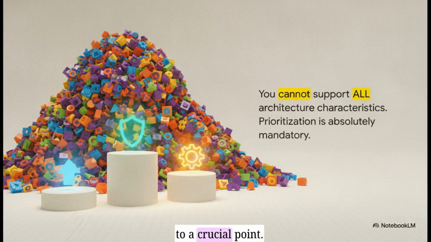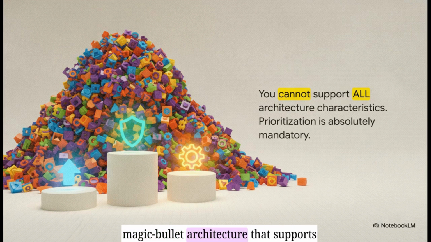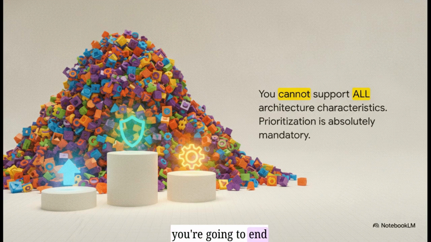Which brings us to a crucial point, the trade-off. You simply cannot support all architecture characteristics. It's impossible. If you try to design some generic magic bullet architecture that supports maximum security, maximum scale, and maximum customizability all at once, you're going to end up with an overly complex, wildly expensive mess before you've even solved the core business problem. Prioritization is absolutely mandatory here. You have to sit down with stakeholders, pick the top 3 most important characteristics, and frankly, accept that you are intentionally not optimizing for the others.